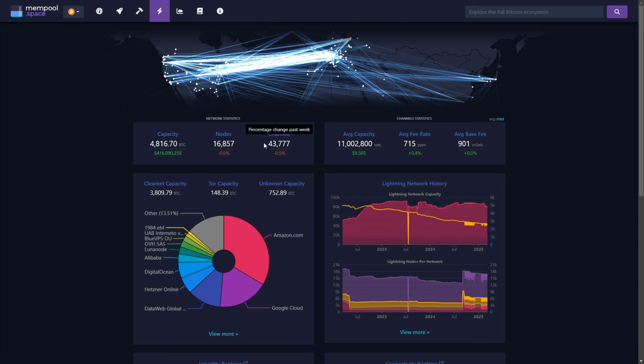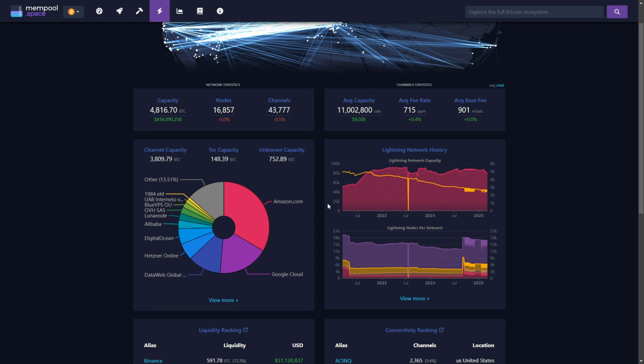And there are currently roughly 44,000 channels, and these are payment channels. I'm not going to get super in-depth about this. I might do another video on how Lightning Network channels work. But for now I'm just going to focus on other things. And these are where all the current nodes are being hosted.